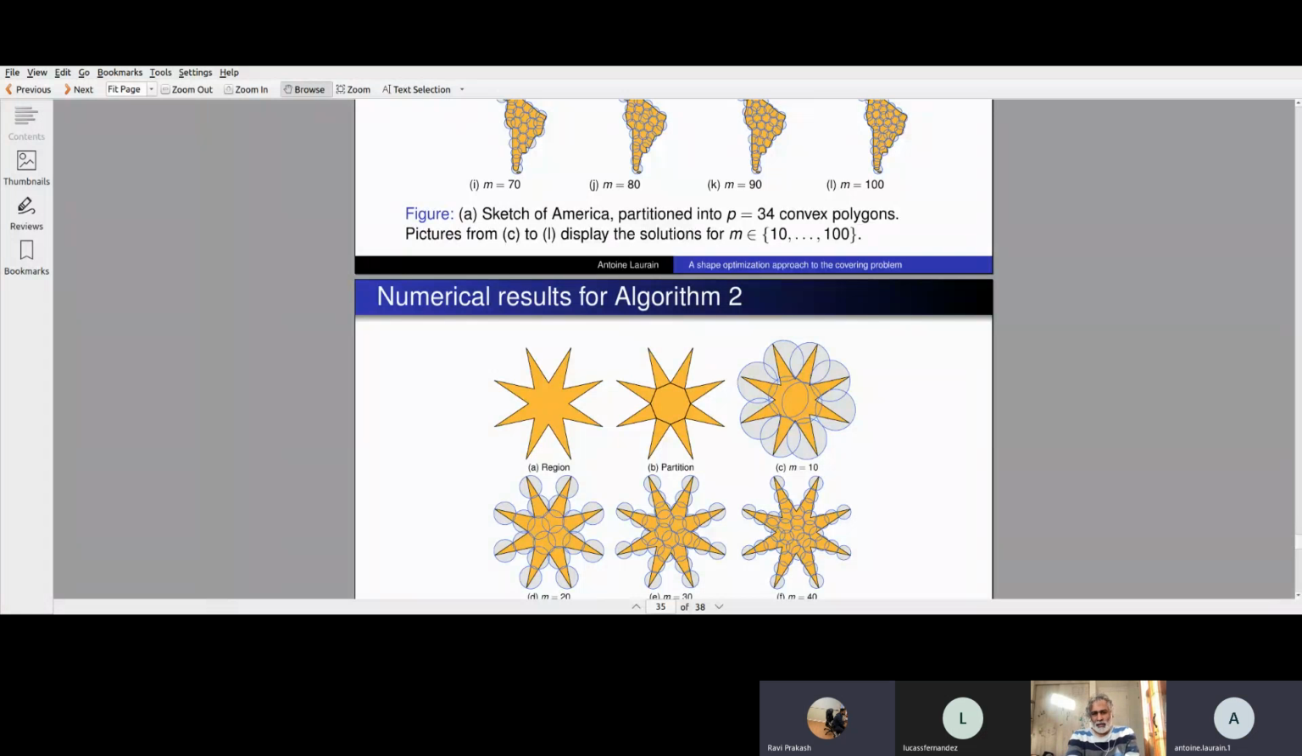Okay, so the first question is: when the number of circles is chosen for covering the polygon, do you also set their centers, or are the centers also unknown to be computed? No, the centers are also unknown. The centers and the radius. They are all variables of the optimization problem.